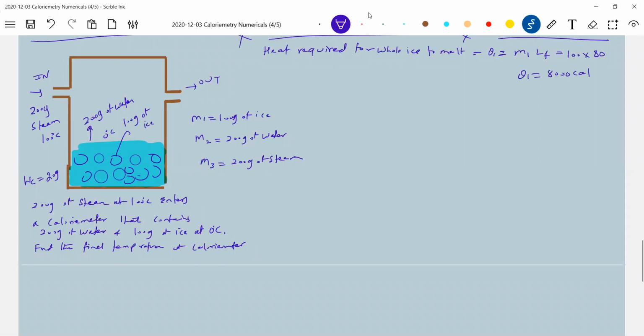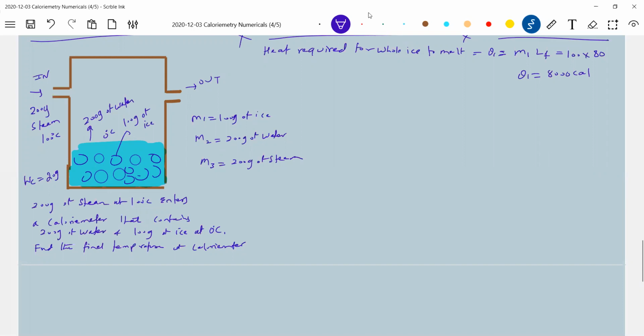Not luck. See, you should assume one situation. Let the final temperature of the calorimeter be 100. Calculate the heat required. Is that much heat provided by the condensation of steam? That's what we have to do. Is it that all the steam condenses or not?